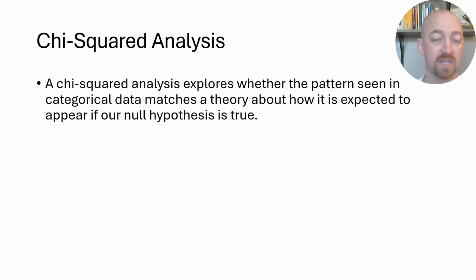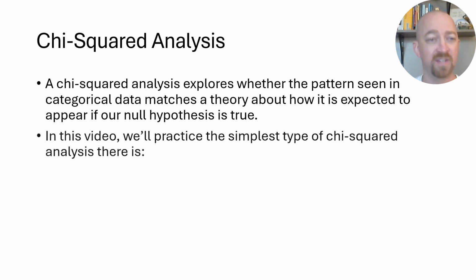Okay, really quickly again, a chi-squared analysis simply looks at a pattern in a set of categorical data, and then it says how well does this seem to fit a theory about how the data should fall. That's a very quick basic idea of what the chi-squared analysis does, but hopefully it'll make more sense as we apply it to a scenario here.